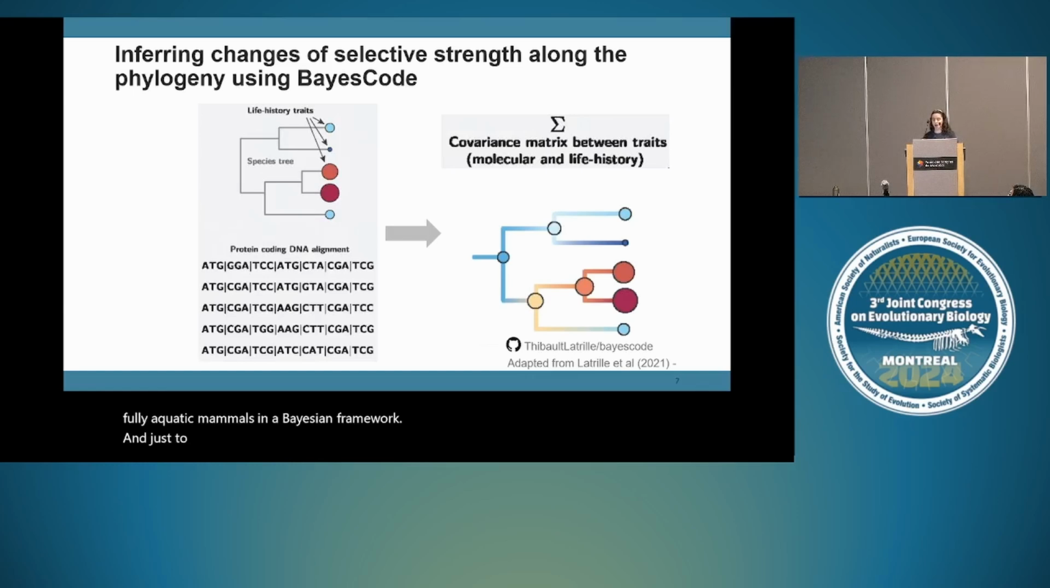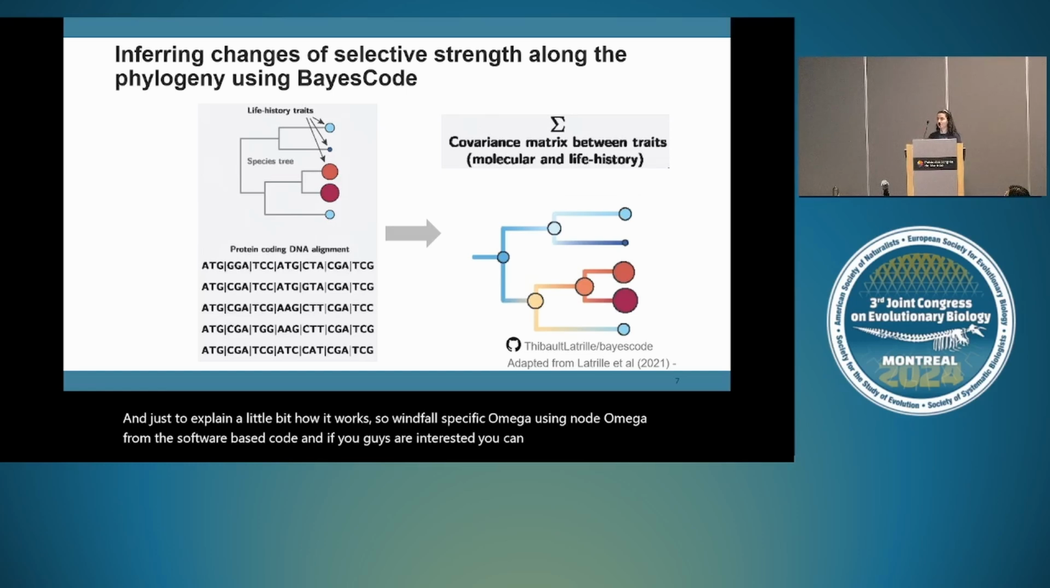And just to explain a little bit how it works, we infer species-specific omega using node omega from the software BayesCode. If you are interested, you can check on GitHub or directly on Latrille and colleagues 2021. The method requires a species tree and also a DNA alignment, plus optionally some life history traits on the species included in the species tree. The method assumes that omega, mutation rate, and these life history traits vary along the branches of the phylogenetic tree as a Brownian process. And as a result, it estimates a variance-covariance matrix between omega and these life history traits and also estimates ancestral states for the traits.